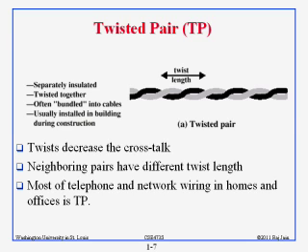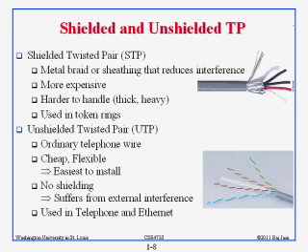But most homes are wired with 2 pairs, which means you can have 2 phone lines. And some homes are wired with 3 pairs, so they can have 3 phone lines, and so on. But the Ethernet has 4 pairs. All right. So twist decreases the crosstalk. Neighboring pairs have different twist lengths, and most of the telephone and network wiring in homes is twisted pair. Let me go to the next slide.